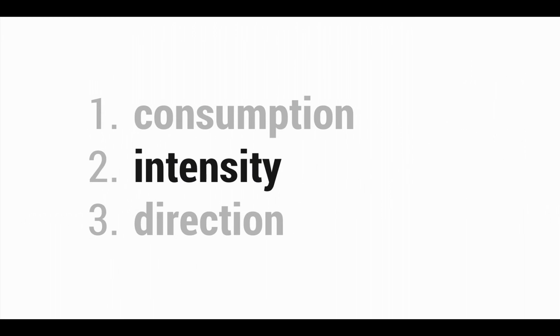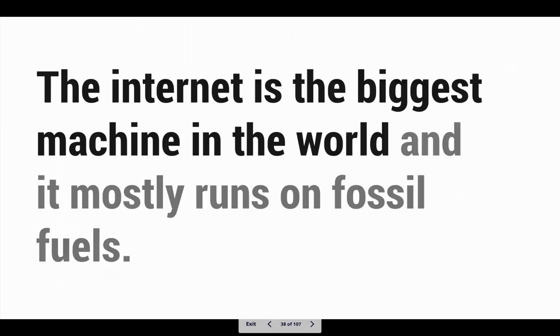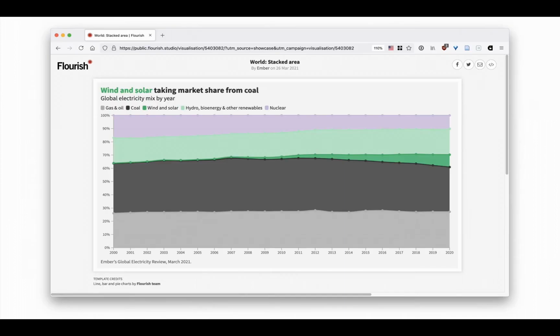How about intensity? Well, the best example I can think of would be the simple fact that the internet is the biggest machine in the world and it runs mostly on fossil fuels right now. We might not see the impact directly, and when we talk about cloud computing, we tend not to think about burning coal or fracking, but there is avoidable harm being caused, and it's something we do have control over.